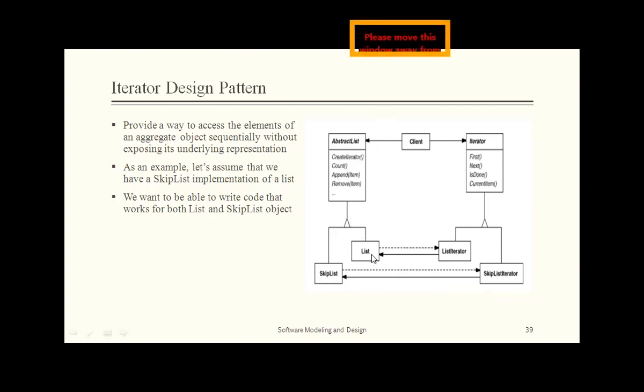Similarly, we need an abstract iterator class that defines a common iteration interface. Then we can define concrete iterator subclasses for the different list implementations. As a result of this, the iteration mechanism becomes independent of concrete aggregate classes.